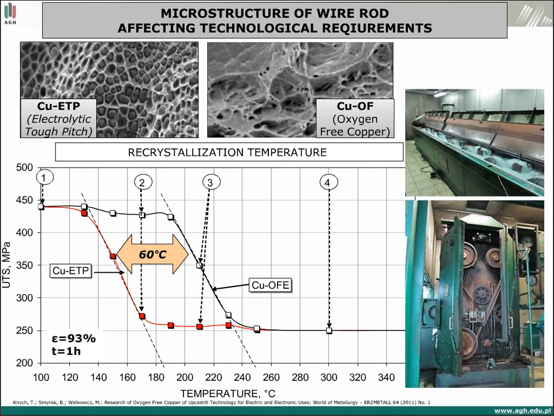The next critical factor for producing high conductivity materials is its microstructure, which is inevitably connected with the processing technology. Very often, it is reflected not only in the properties of the final product, but as you can see on the slide, also in the processing performance. As an example, the lack of oxygen in the oxygen-free copper wire rod and the different grain structure of such material forced wire producers to raise the temperature of dynamic recrystallization in the drawing line.